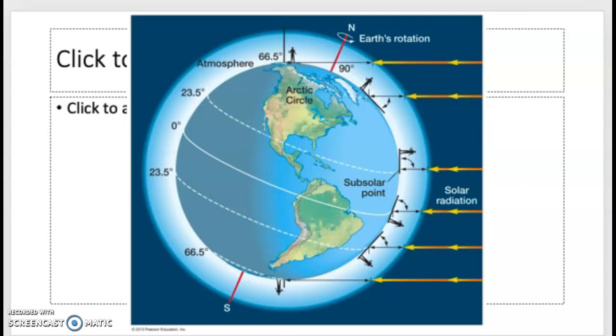Why don't we just have the same pattern or band all over the planet? And that's where we need to bring to view this concept of solar insolation. Solar insolation is the same thing as incoming solar radiation.